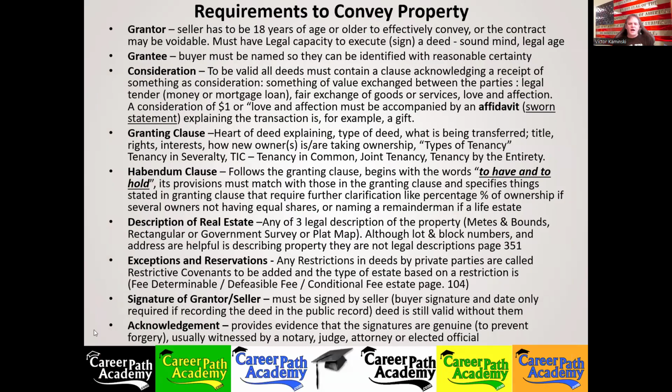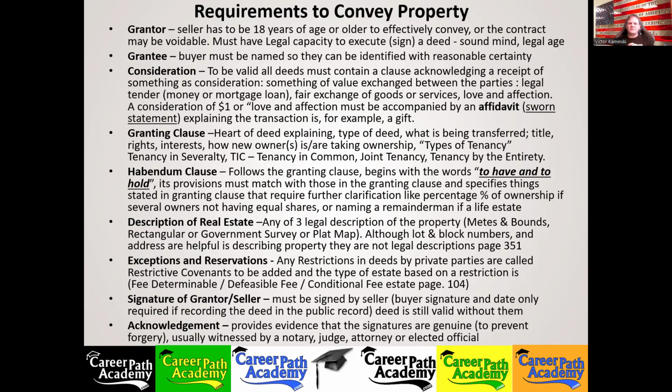So here's my explanation of the anatomy of the deed. You may want to snap a picture of this one. I do a pretty good job explaining it, if I don't tap myself on my own back a little bit. The grantor is the seller. They need to be at least 18 years of age in order to effectively convey land or real estate, or the contract may be voidable by the minor. And they must have legal capacity to sign and execute that deed. They got to be of sound mind and legal age.